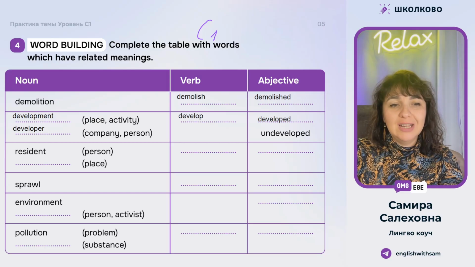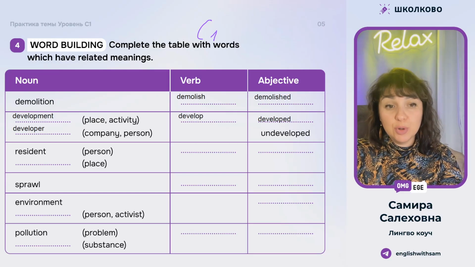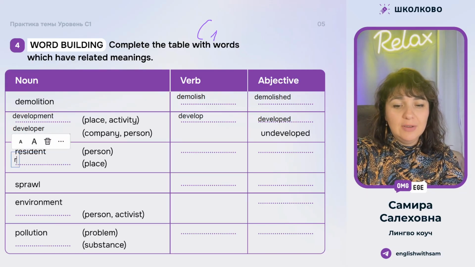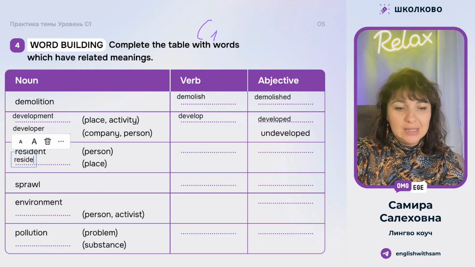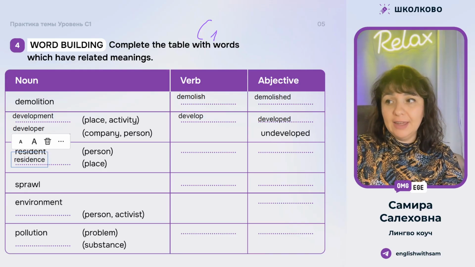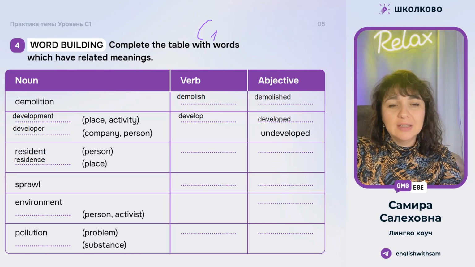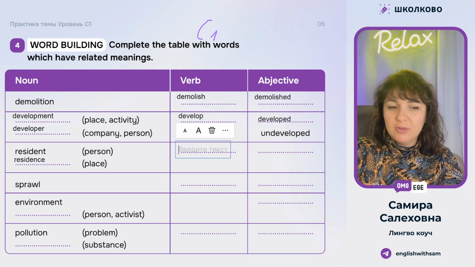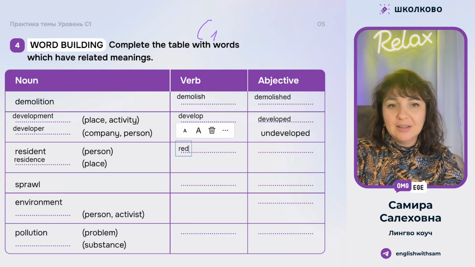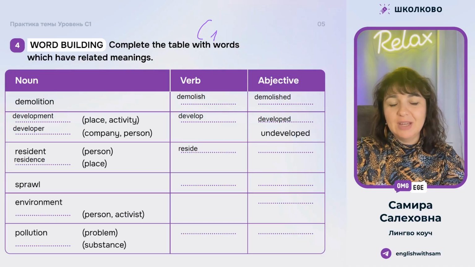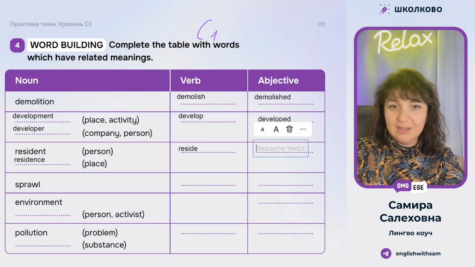So the next we have resident as a person, but we have already mentioned that we have residence as a place of living. Residence. Okay, and what about the verb then? It's a beautiful one. It is reside, проживать, right?